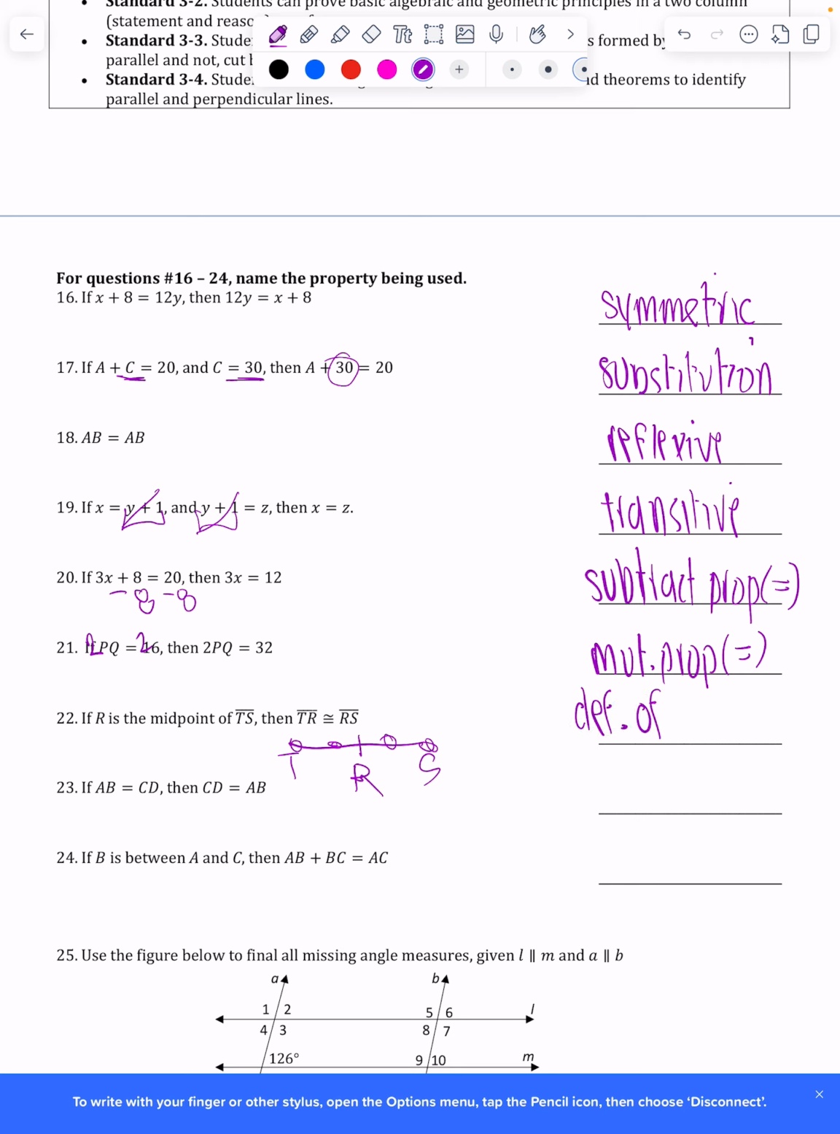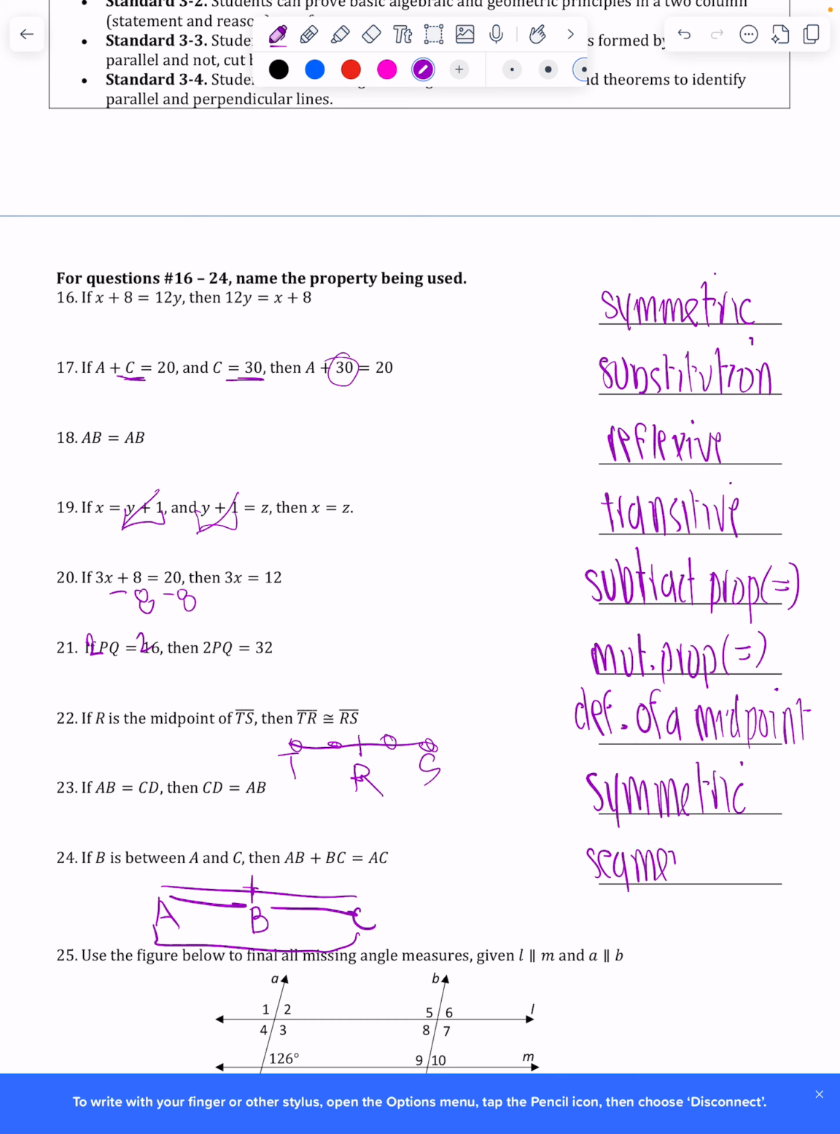Okay, and if AB equals CD and CD equals AB, well, they just flipped order. So again, that's symmetric. And here, if B is between A and C, here's A and C, and B is right between it, then AB plus BC equals the whole thing. Segment addition.